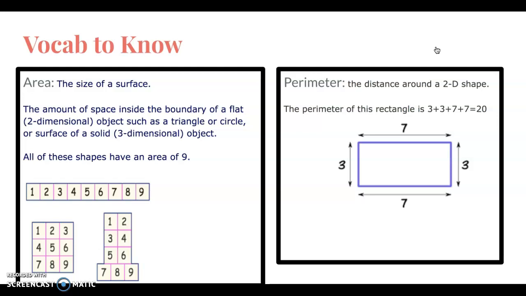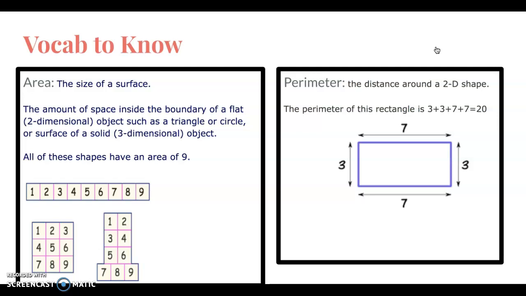This means the amount of space inside the boundary of a flat object, such as a triangle or circle, or the surface of a solid object. Below, you will see 3 graphics depicting an area of 9. They all have an area of 9, even though they all look a little bit different.